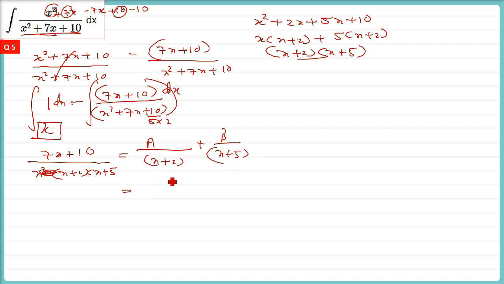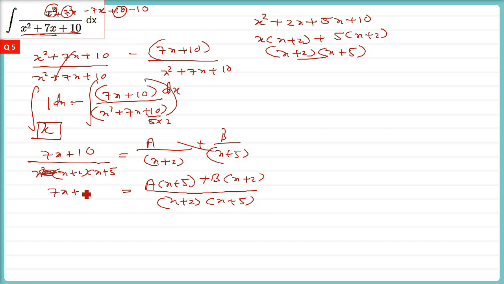Now let's take the LCM: a into x plus 5 plus b into x plus 2, and in the denominator you have x plus 2 and x plus 5. Just multiply them and keep it in the denominator. This is 7x plus 10. In the denominator you have x plus 2 and x plus 5. Now you can just cancel these two denominators and then multiply the right term and equate it with the left terms, similar terms. 7x plus 10 will be equal to ax plus 5a and bx plus 2b.